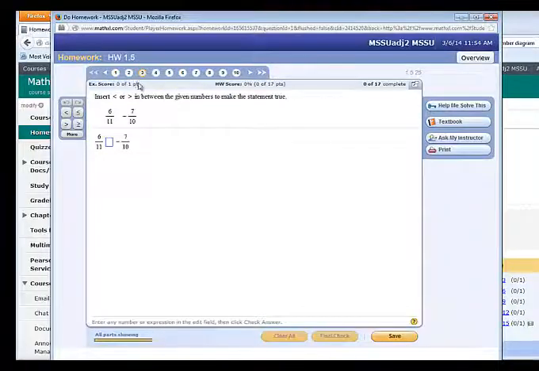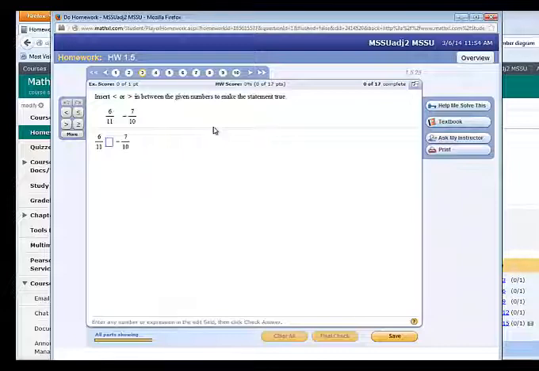Okay, this is a good problem to start with. It says insert either a lesser than or greater than in between the given numbers to make this statement true. We have 6 over 11, and then we have a space, and then we have negative 7 over 10. So what I recommend doing is putting those into your calculator. And if you put those into your calculator, you're going to figure out what each of those is.